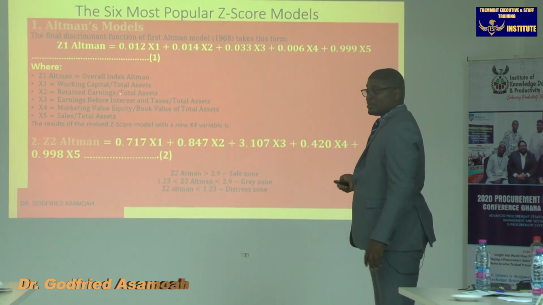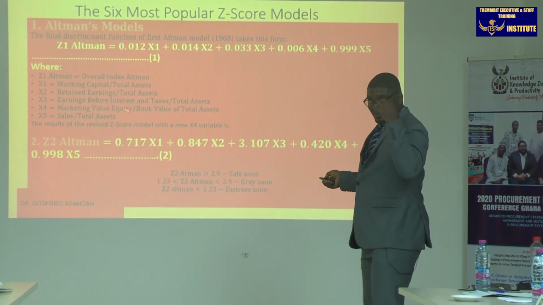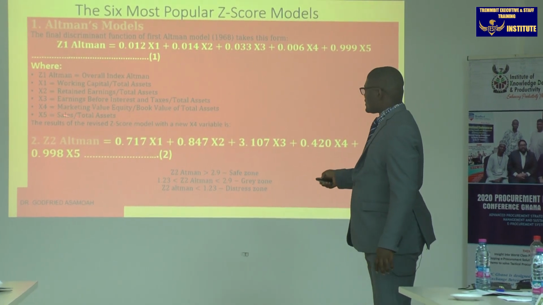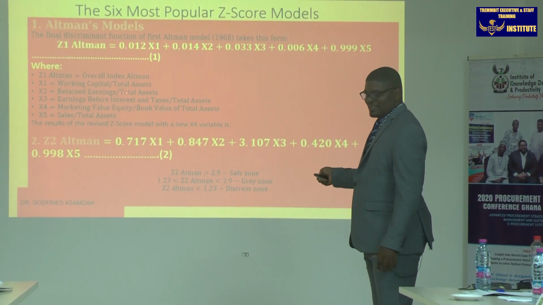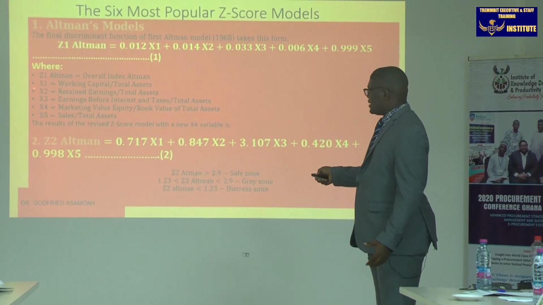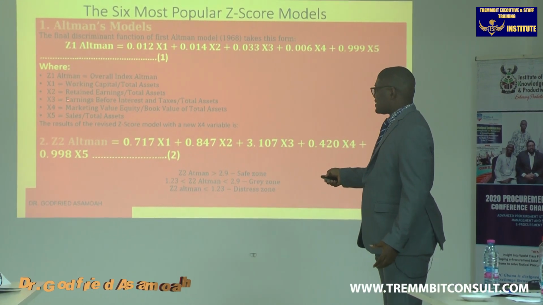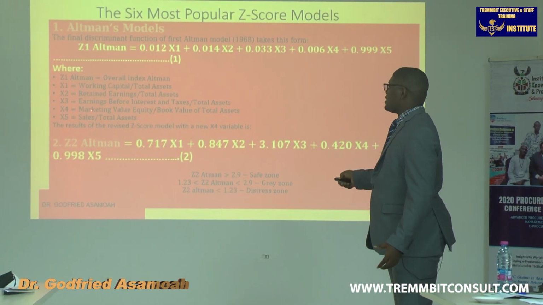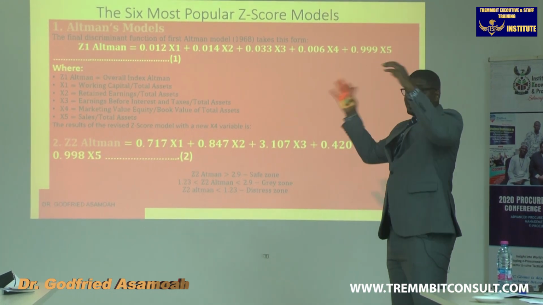He used some ratios, and that's why I brought it here, because now if you appreciate financial ratios, you can stretch that knowledge a bit. So basically, these are the ratios that Professor Altman used. X1 is working capital to total assets. You see, that's a liquidity ratio. X2 is retained earnings to total assets. X3 is earnings before interest and taxes to total assets. X4 is market value of equity to book value of total assets. X5 is sales over total assets. These are the ratios he used.